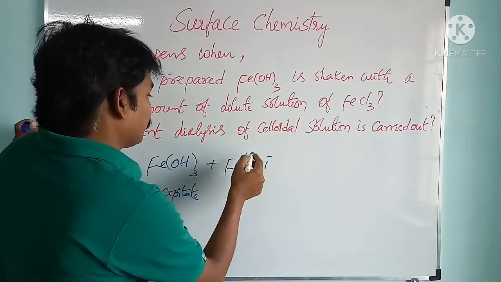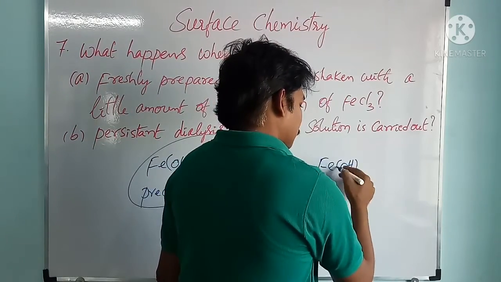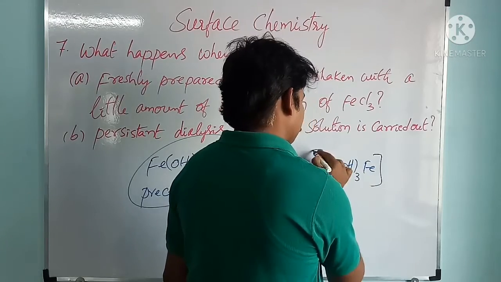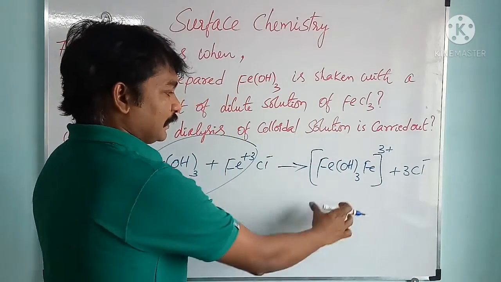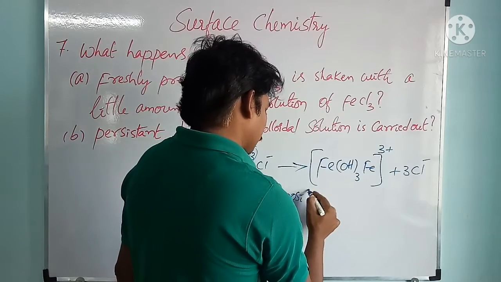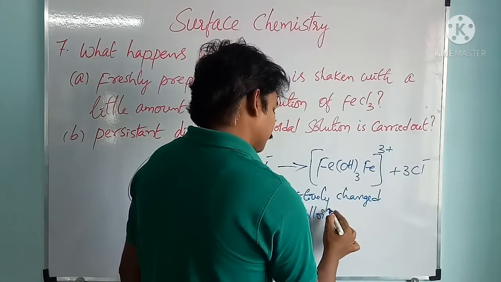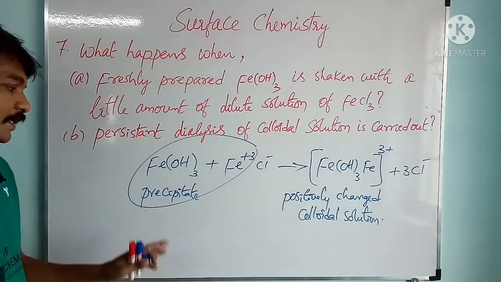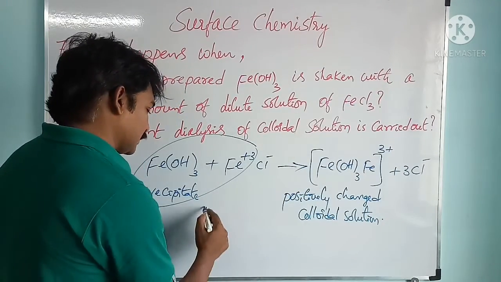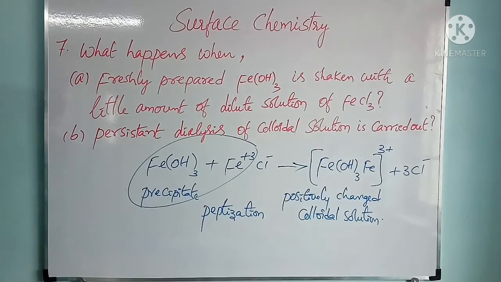After shaking, what will happen? This one will join with this one. As a result, it forms Fe(OH)3 with Fe+3 and 3 chloride ions, and here it is nothing but a positively charged colloidal solution. This process of converting a precipitate to a colloidal solution is called peptization. Please note down this one, peptization. And the charge of that one is positive. Please note down this one.